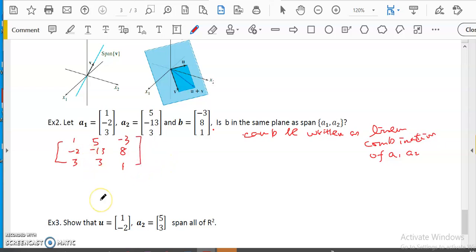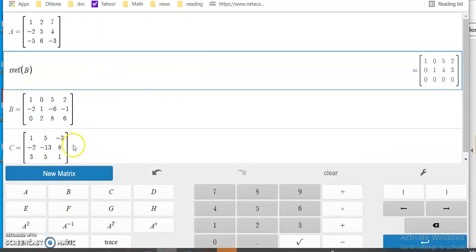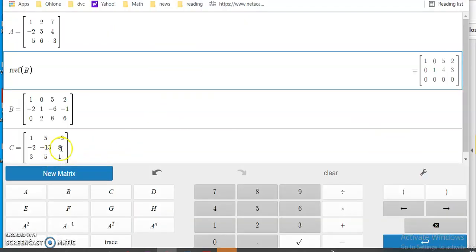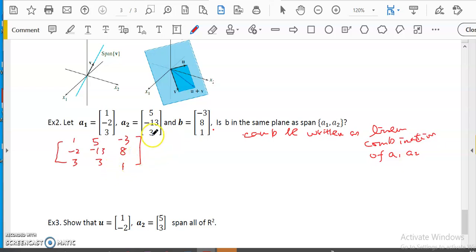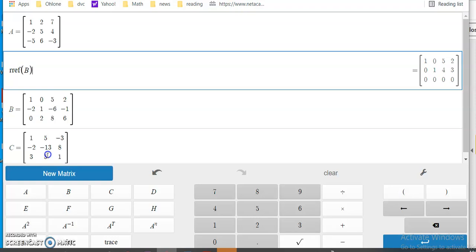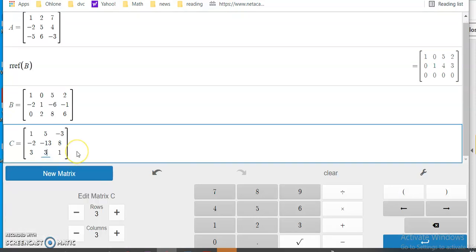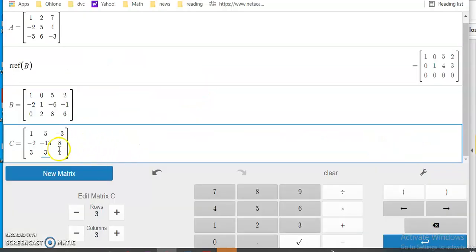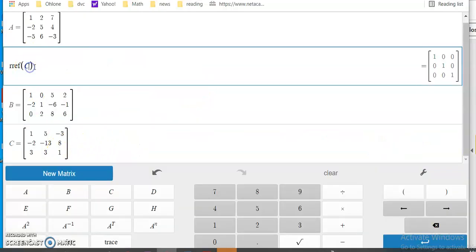So put this in: 1, 5, -3, 5, -3, 2, -2, -13, 8. I put it in C. 3, 5, is it 3, 5, 1? Oh, it's 3, 3, 1. Yeah, I made a mistake. 3, 3, 1, right? Okay, so and then I do C.